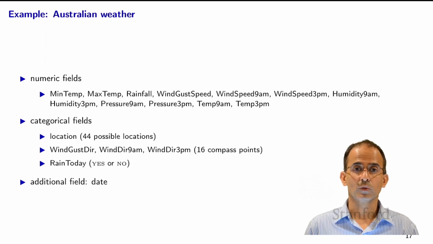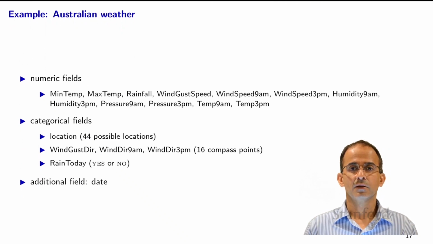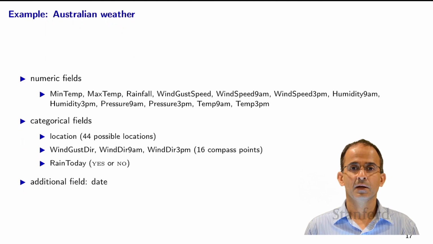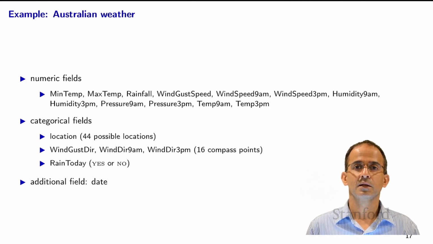Similarly, we have rainfall, which is total rainfall over the day, the wind gust speed, the wind speed at 9 a.m., the wind speed at 3 p.m., the humidity at 9 a.m. and the humidity at 3 p.m., the pressure at 9 a.m. and the pressure at 3 p.m., the temperature at 9 a.m. and the temperature at 3 p.m. These are all numeric fields, of course they're all in different units, and we will embed them and standardize them.